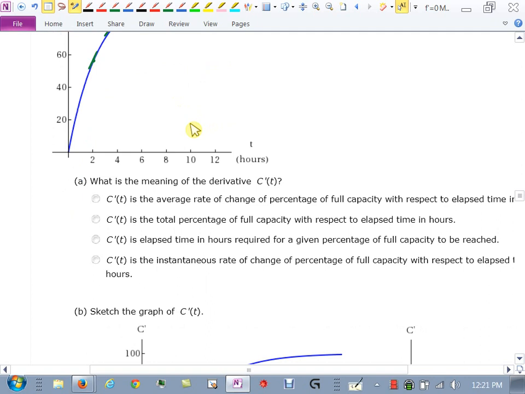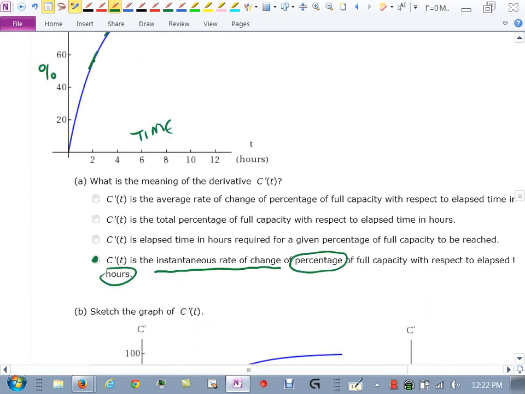So what is the meaning of the derivative? Well, derivative is the average rate of change? No, it's not an average. Total percent of full capacity? No. The elapsed time in hours? No. Instantaneous rate of change of percent of full capacity? Yes, instantaneous rate of change. That's what a derivative is. It's an instantaneous rate of change, in this case of the percentage versus time, which was in hours. So we had the percentage over here versus time here.